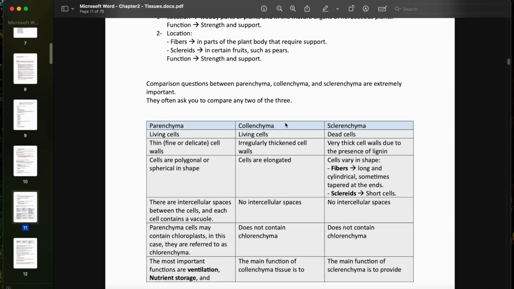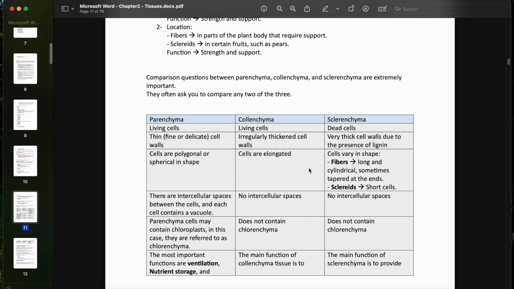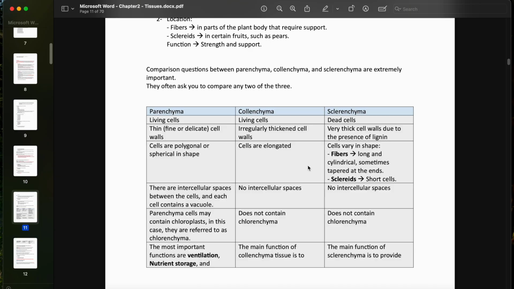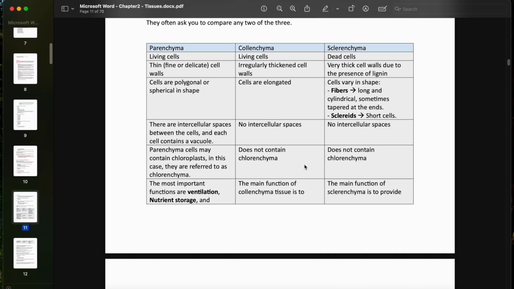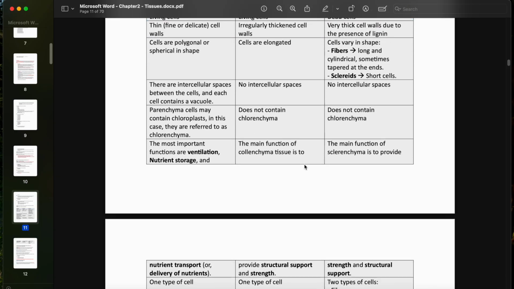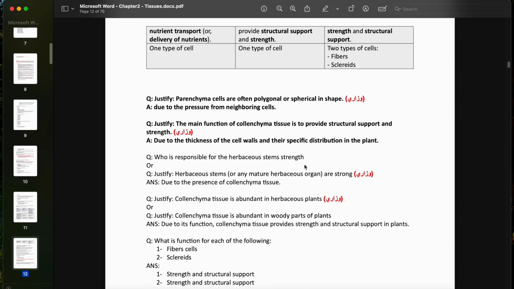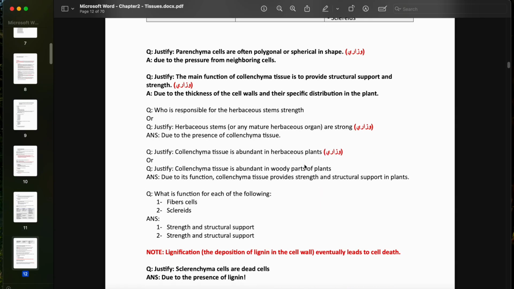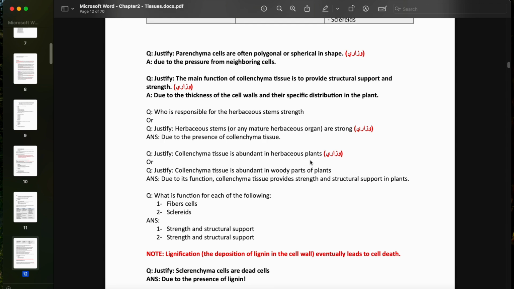A very important question that we can get is the comparison questions. You can get any 2 of the 3 tissue types here, and they will ask you to compare them. They're very important, and you need to read this table very carefully. It will be in the PDF. You can find it down below.